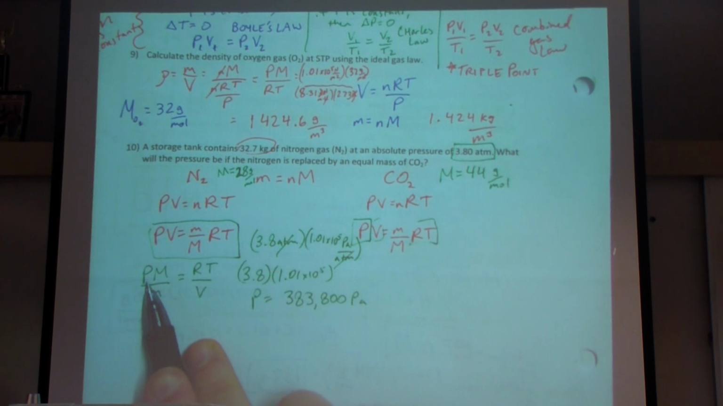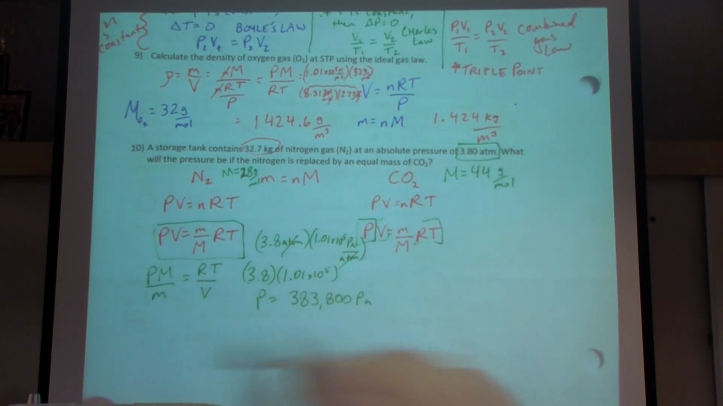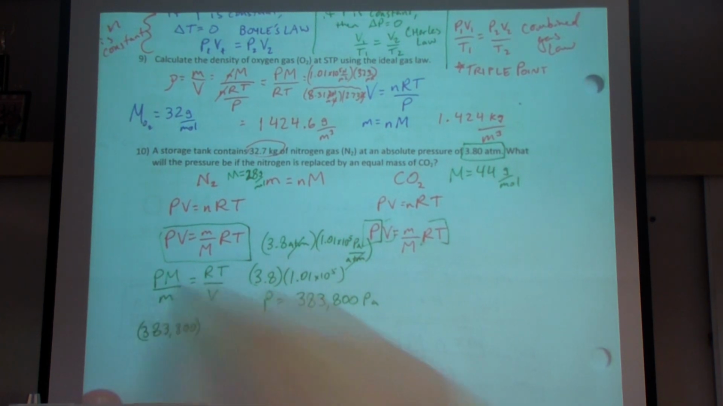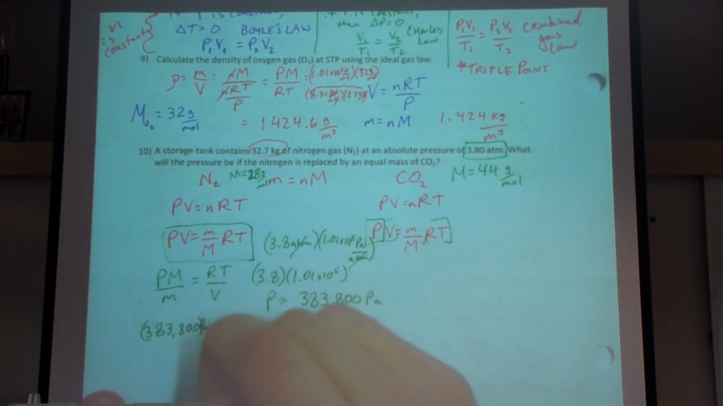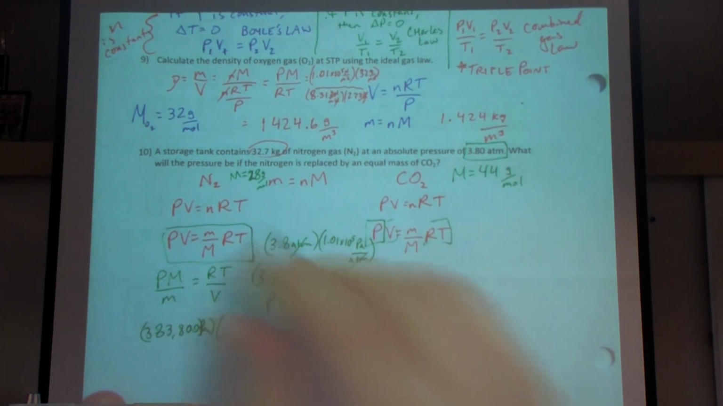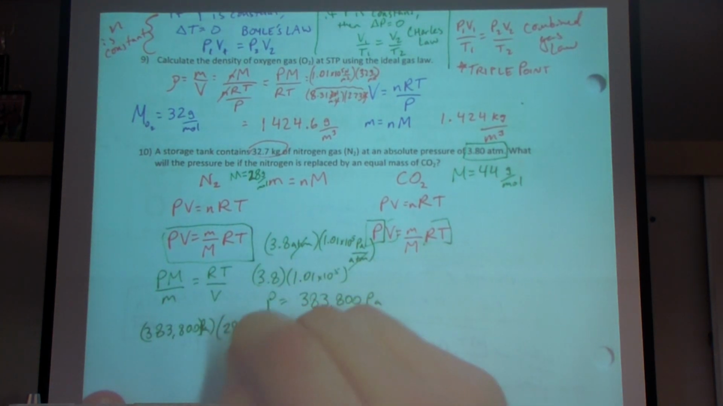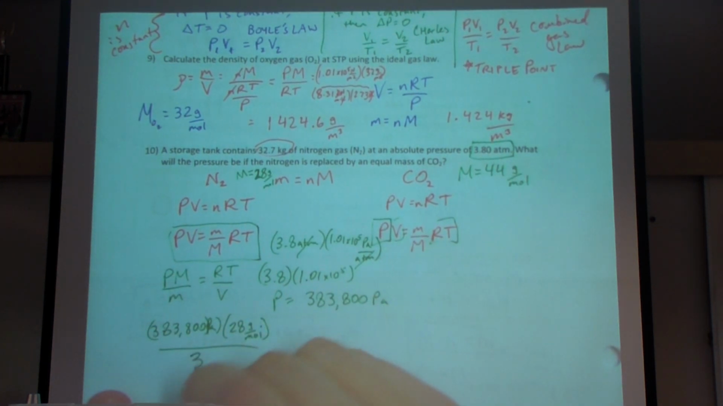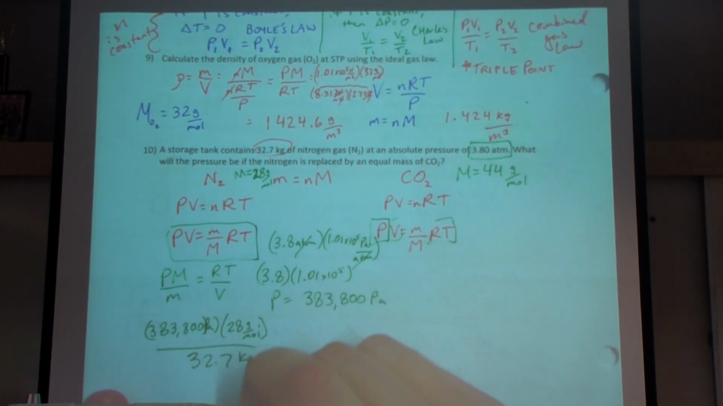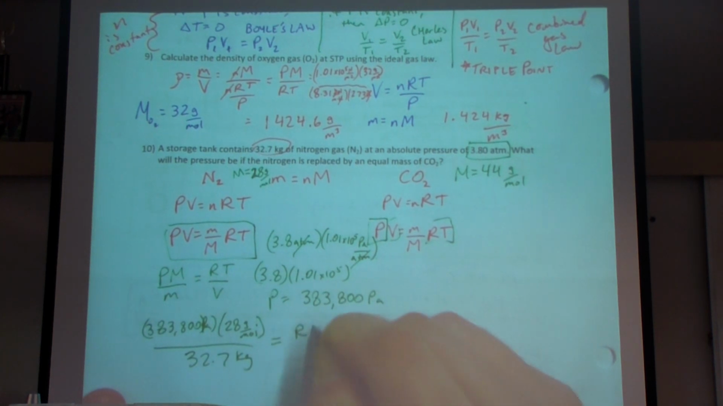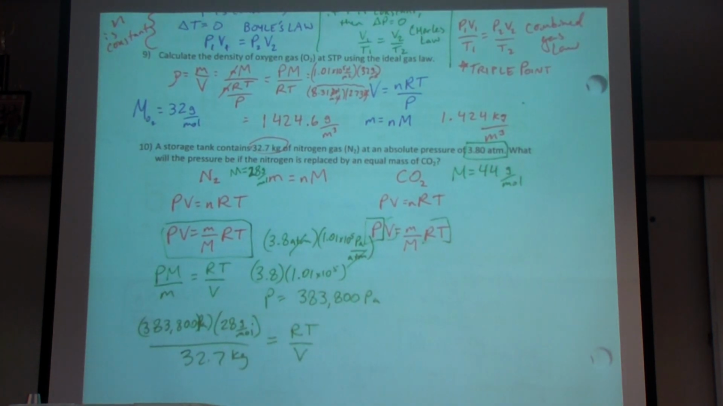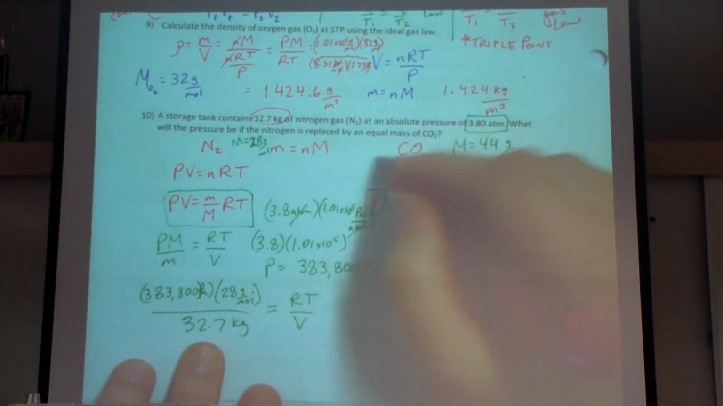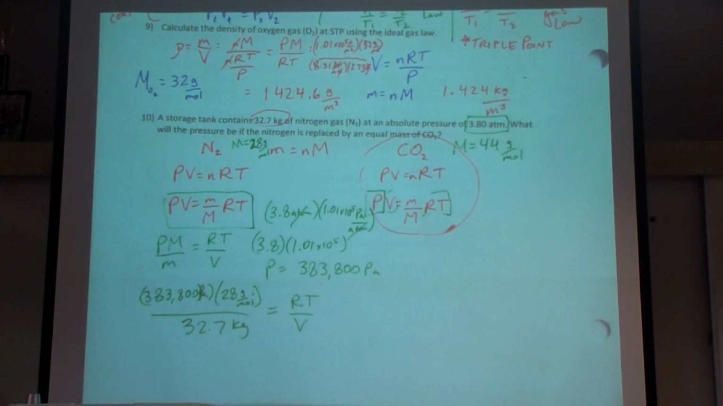So PM over little m is going to get us 383,800 divided by capital M, and again that's pascals, times capital M, which is 28 grams per mole, divided by 32.7 kilograms. And that's going to equal RT over V. But you know what? Instead of actually doing the calculations here really quickly, let me rearrange this side over here as well for carbon dioxide.